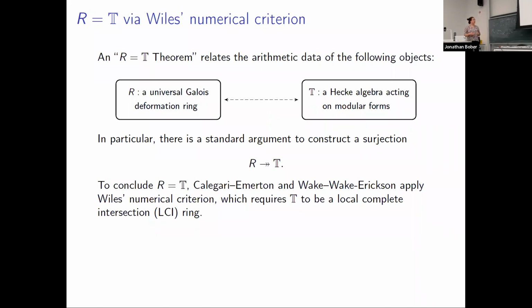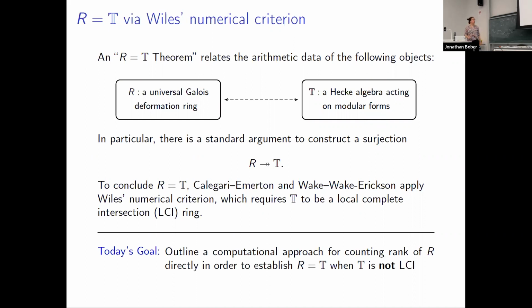And so in particular, in order to use this criterion, we have to have that our Hecke algebra is a local complete intersection ring, or LCI for short, which is a very nice geometric property. And we can't use this method if we lose this property. And so in particular, Wake-Wang-Erickson have considered squarefree level cases that have this nice LCI property. And so today's goal is to outline a computational approach for establishing R equal T via a different method where we actually compute on the R side in settings when our Hecke algebra is not LCI.